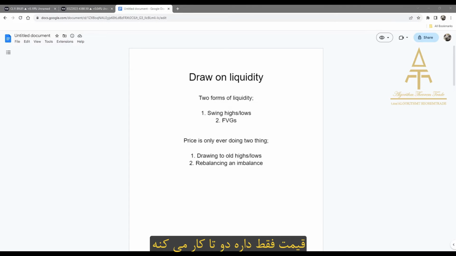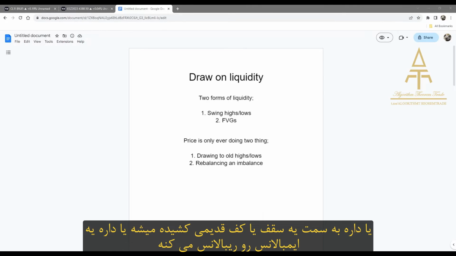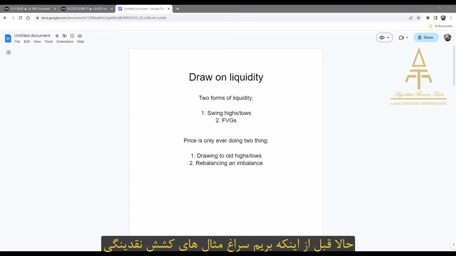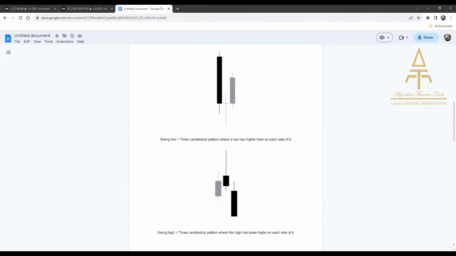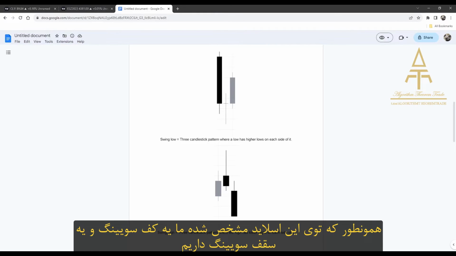Price is only ever doing two things. It is either drawing to old highs or old lows, or it is rebalancing an imbalance. Now before we go into any examples of draws on liquidity, let's make sure we can identify our defined concepts. As shown on this slide, we have a swing low and a swing high.